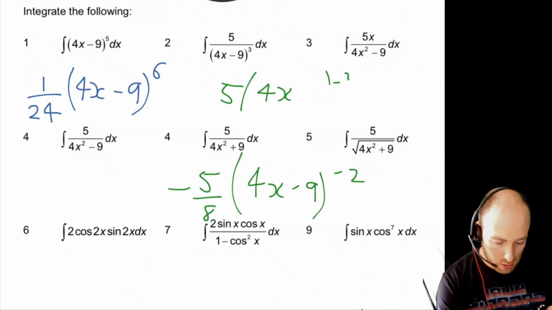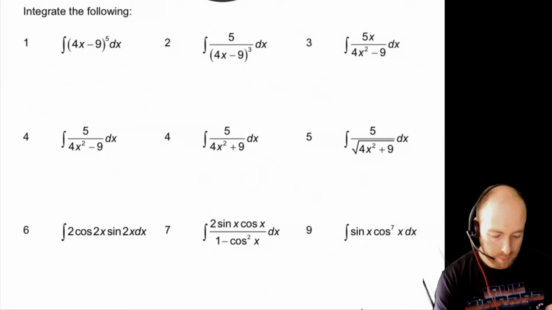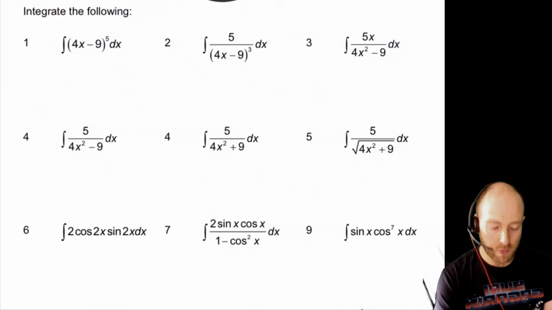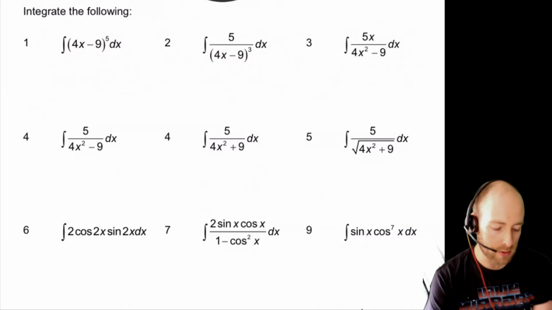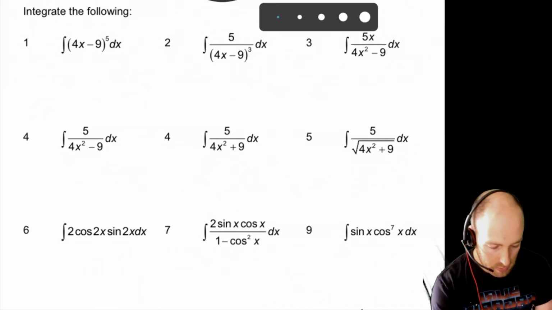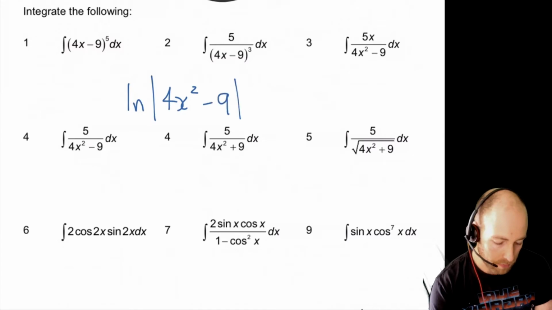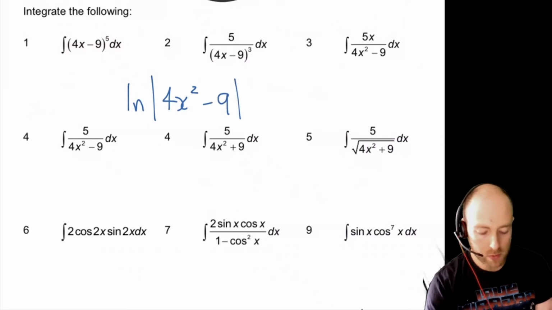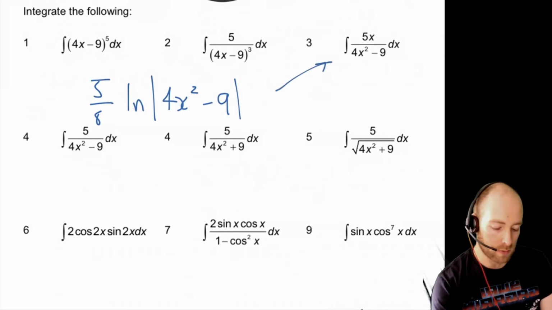Third one. You might look at this and go, oh, there's partial fractions. But we can actually do this via recognition, because the bottom would differentiate to give you 8x. We've got 5x, so we can use recognition on this. So we're going to try ln(4x^2 - 9), which, if we differentiate it, we'd get 8x. Now, we don't want 8x, we want 5x. We need to divide by 8 and times by 5. So that's what you should get for question 3.